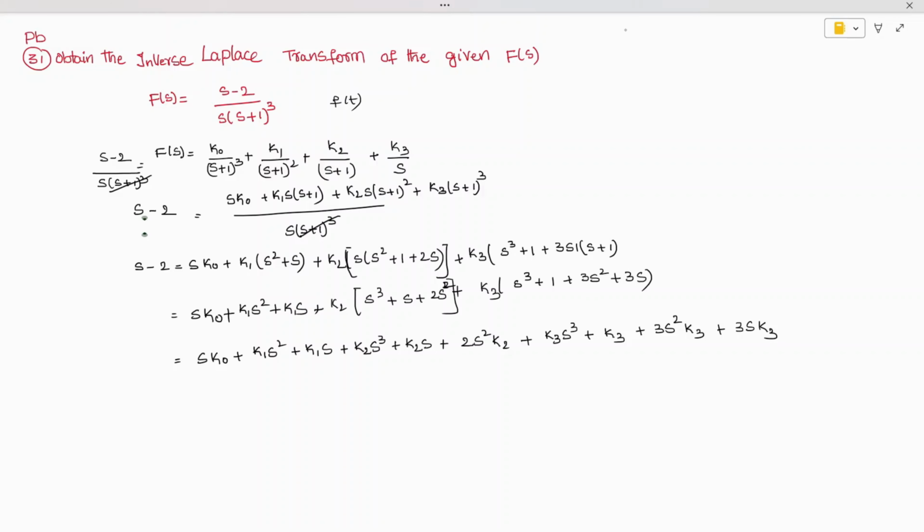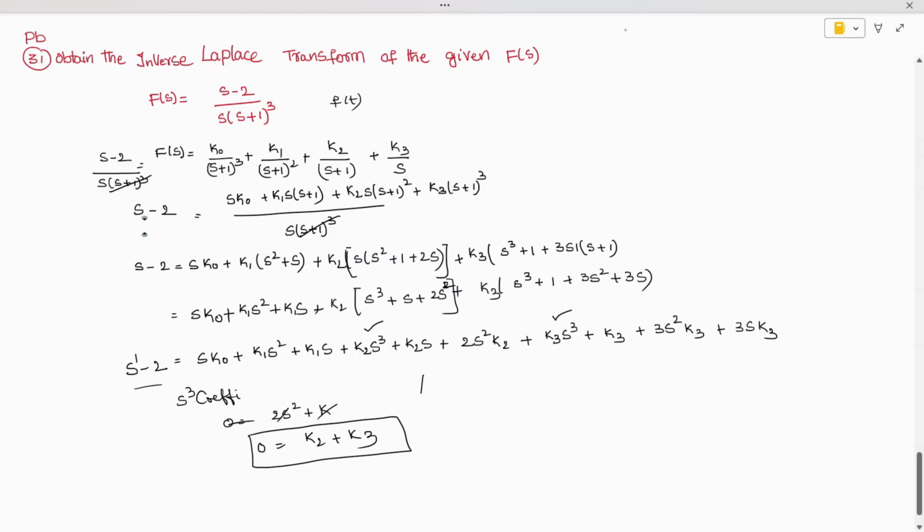So now let us try to take the common terms. Here we have only s minus 2. So first let us try to take s cube coefficients and compare only s cube coefficient. Here there is no s cube coefficient, so 0 is equal to, this is one s cube coefficient, this is another s cube coefficient. So s cube coefficient means you will be getting 0 is equal to k2 plus k3.